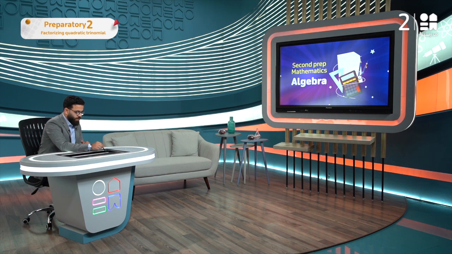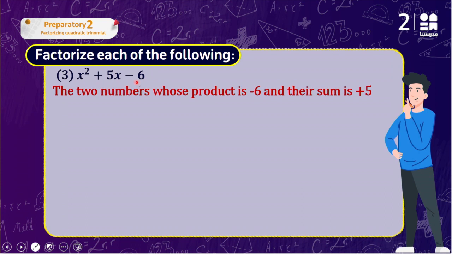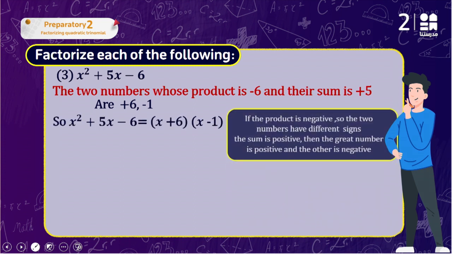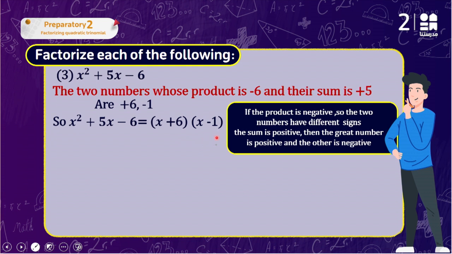Another example. Here x squared plus 5x minus 6. So we need a product of negative 6. We want two numbers whose product is negative 6 this time, because that is the last term, and their sum is positive 5, as you see. So these two numbers are positive 6 and negative 1, as you see. So this is the factorization.